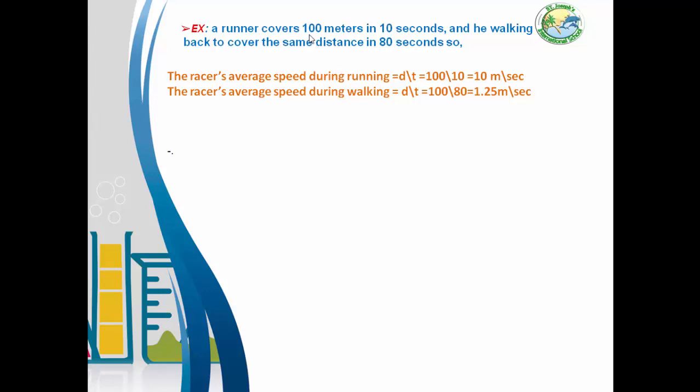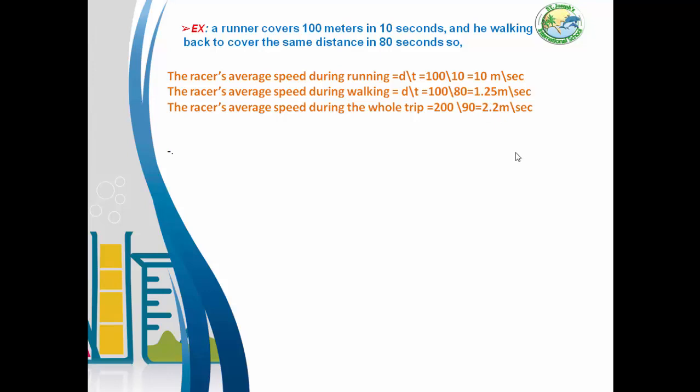What about the total time? During running, he covers the 100 meters in 10 seconds. During walking, he takes 80 seconds. So total time will be 90. So we can say that the racer's average speed during the whole trip equals 200, total distance, divided by 90, total time. It will be 2.2 meters per second.